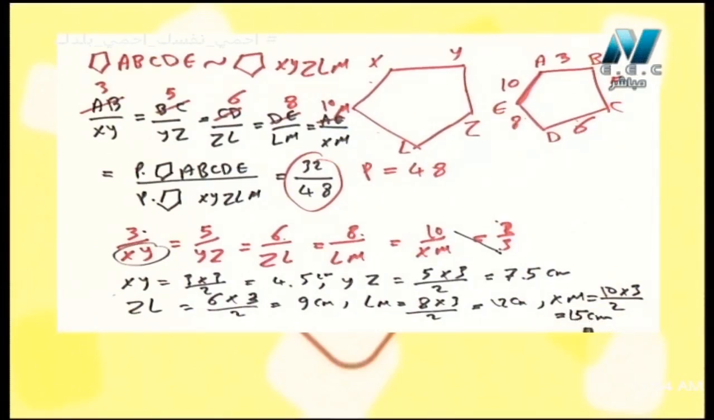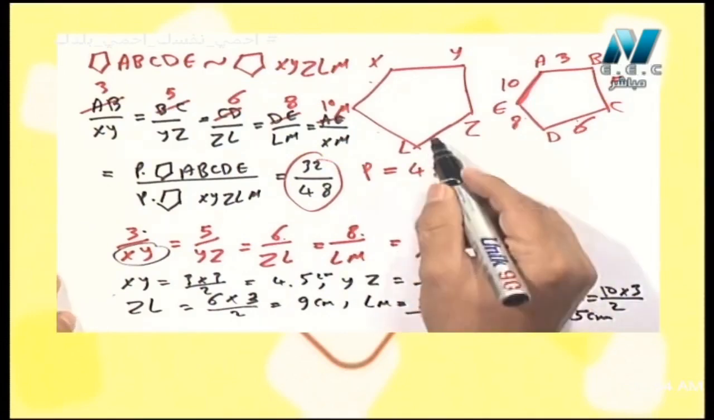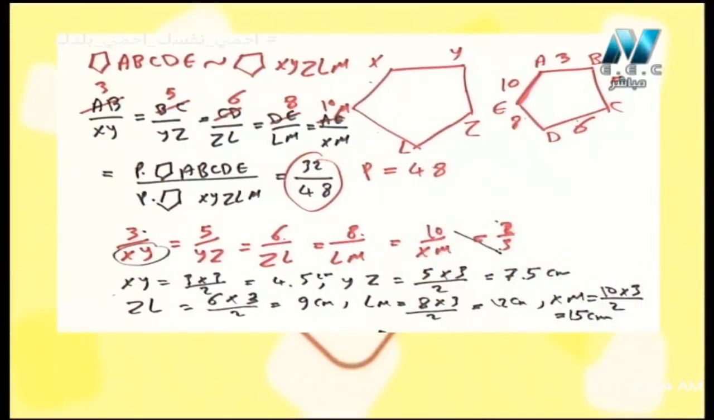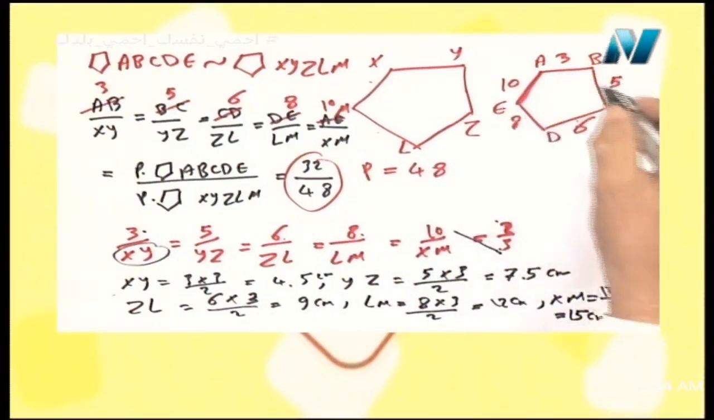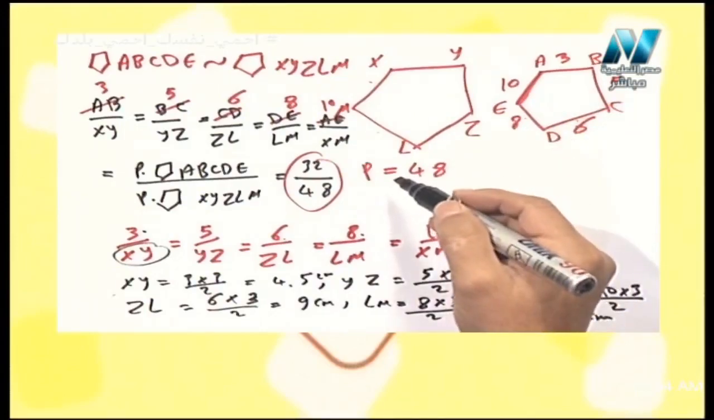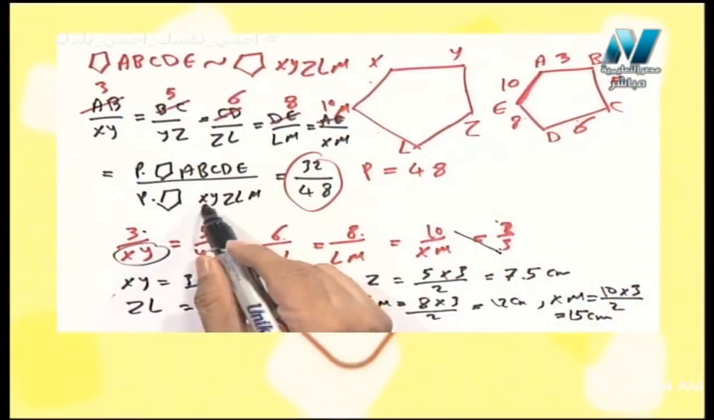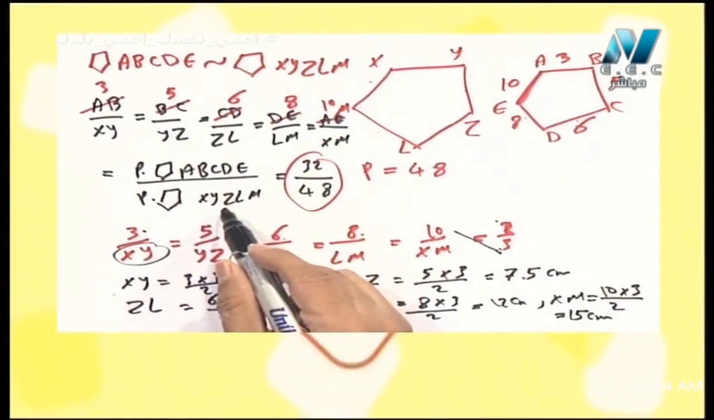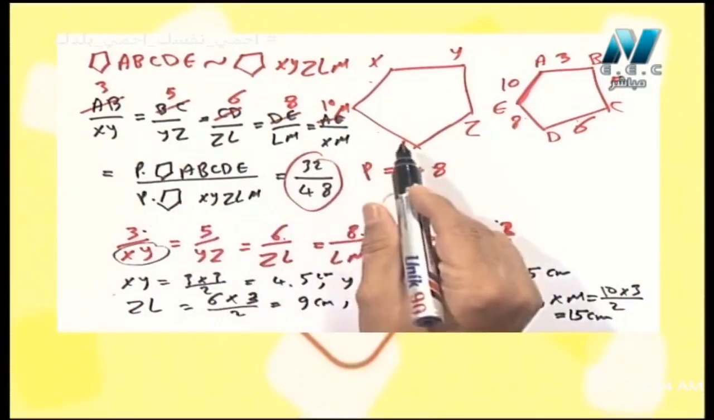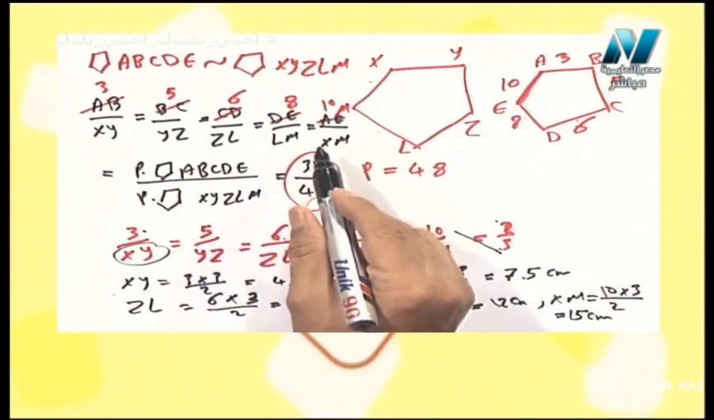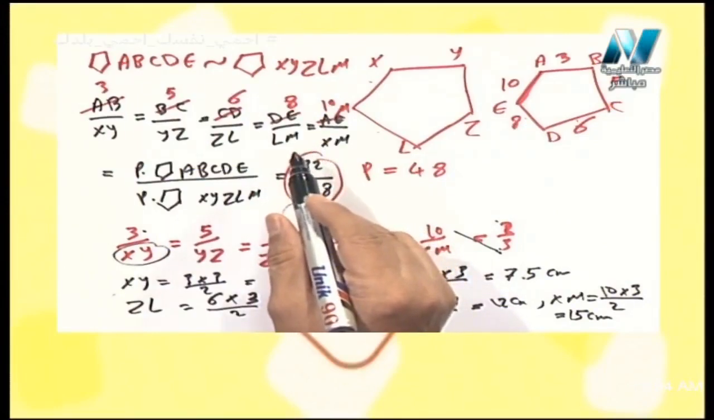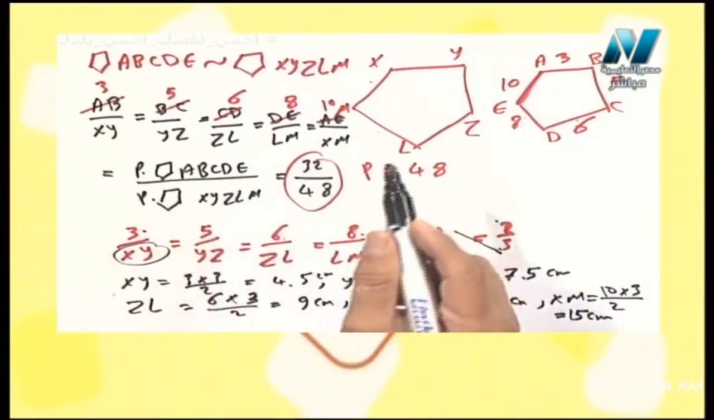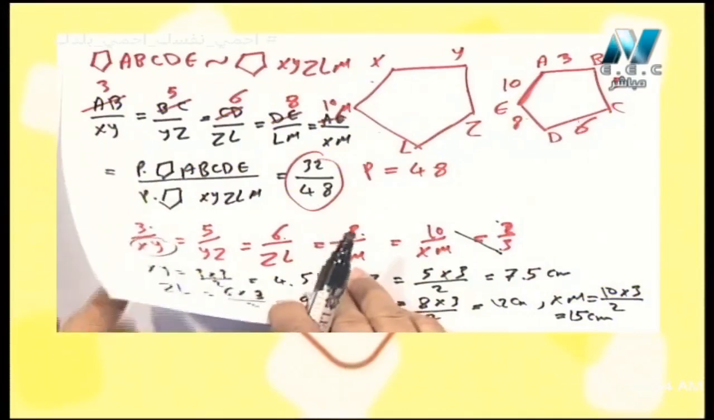So now we have all sides of the second one. It was given the sides of the first and the perimeter of the second, and we used the ratio of perimeter of first over perimeter of second, equal to one of these ratios, from the properties of the ratio that we studied before in third prep. Okay, let's move to another example.